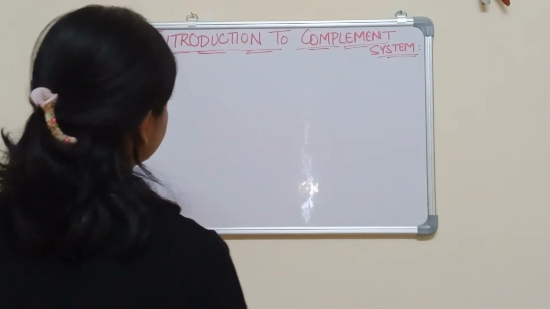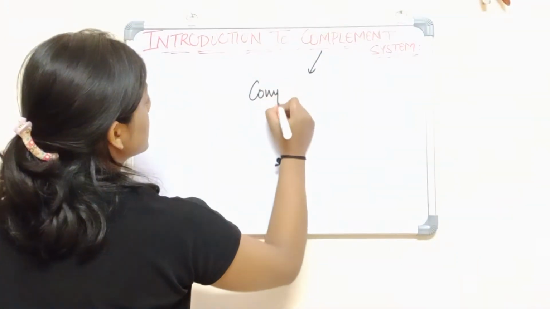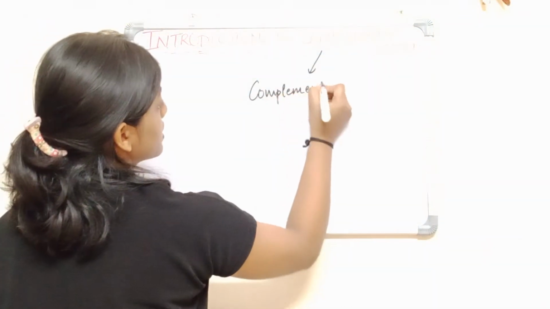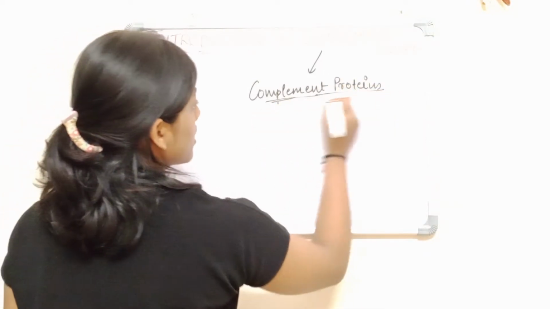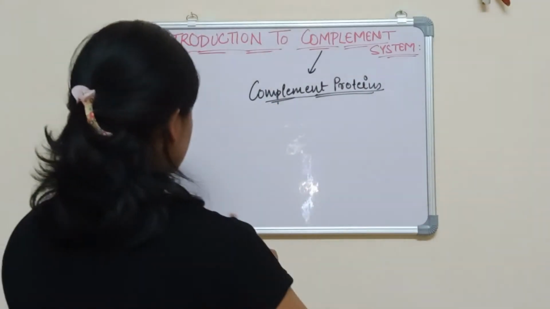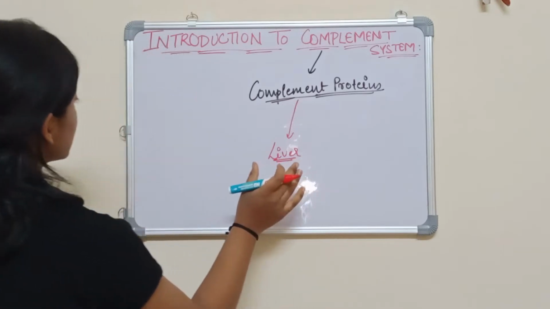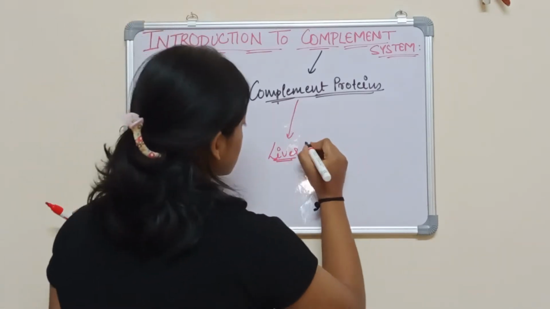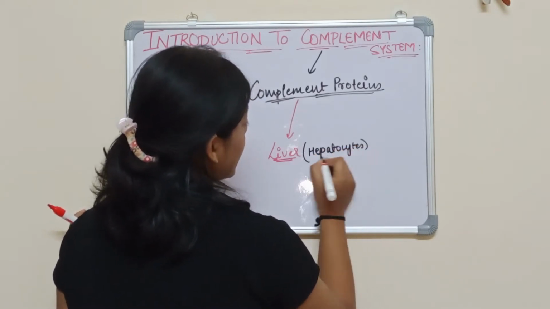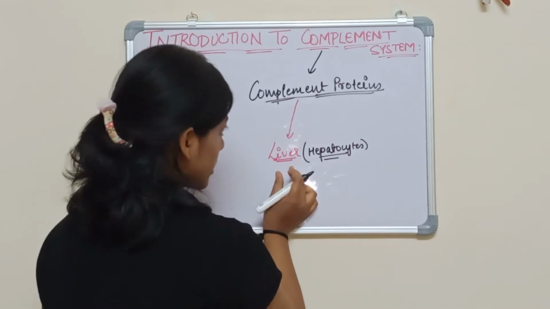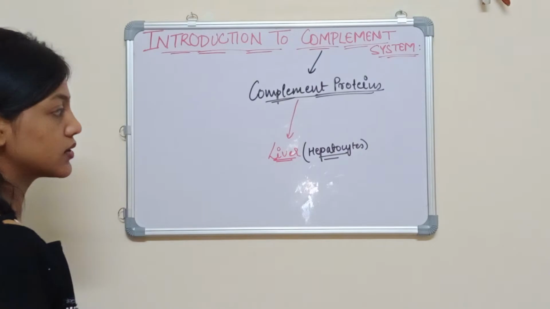Complement system needs some proteins known as complement proteins. These proteins are synthesized by liver cells called hepatocytes. Hepatocytes are the cells of the liver. So complement proteins are synthesized by hepatocytes of liver.